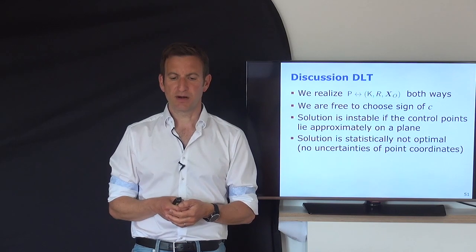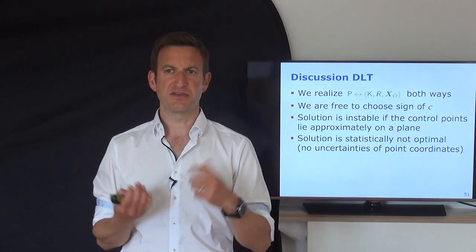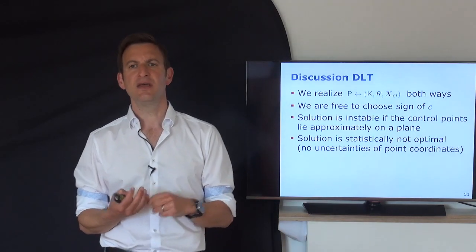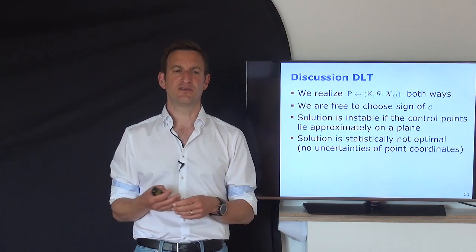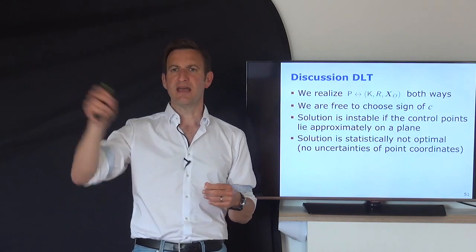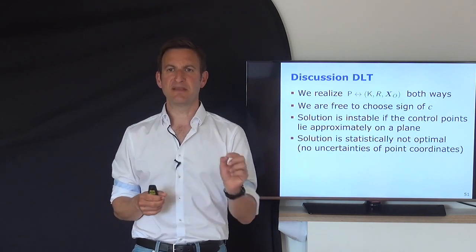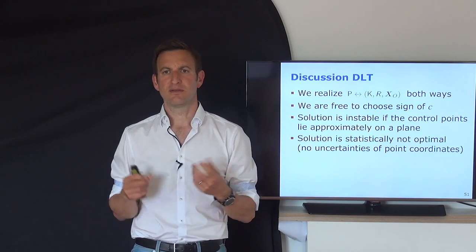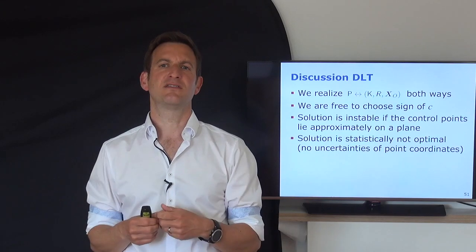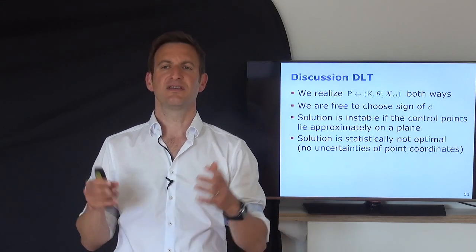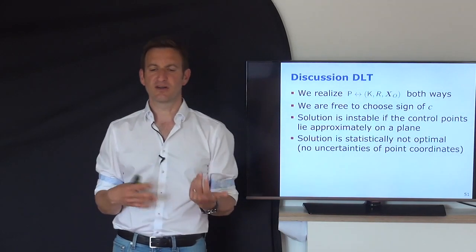What should also be remarked is that the solution that we provided here is statistically not an optimal solution. It's a direct solution, so I don't need an initial guess. But it cannot take into account uncertainties, let's say uncertainty about the estimates of my control points or measurement noise in determining the pixel coordinates of those control points. This is information that the approach cannot exploit, and thus it cannot be a statistically optimal solution. Nevertheless, it's a direct solution, which is very attractive and typically the starting point for all other operations.